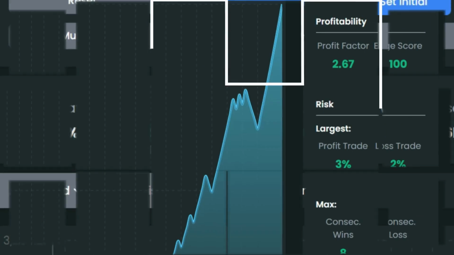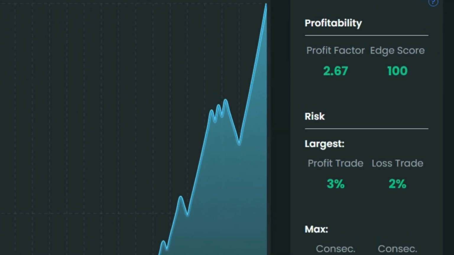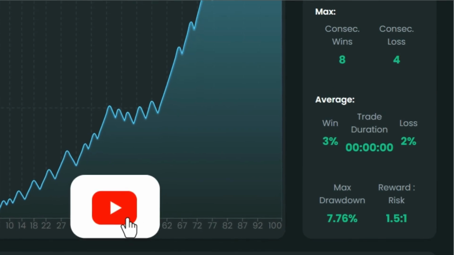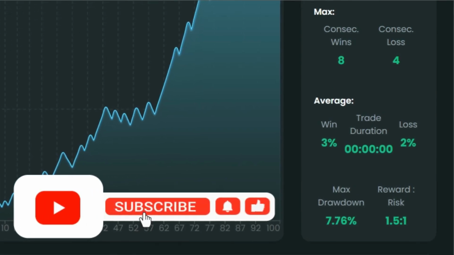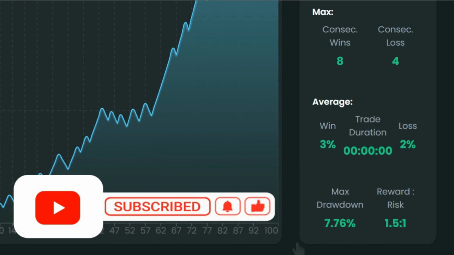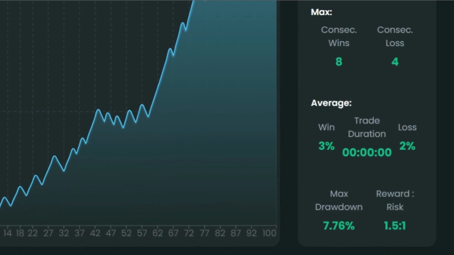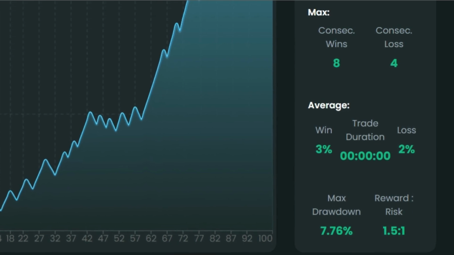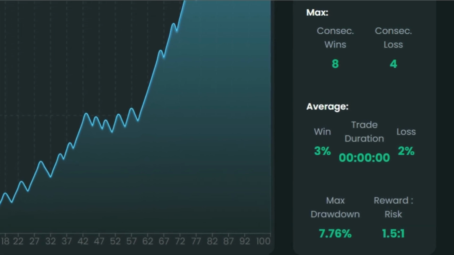The profit factor of the strategy was 2.65, and during the backtest, we had 8 consecutive wins and 4 consecutive losses. Lastly, I should mention that the maximum drawdown of the strategy was 7.76%. So overall, the strategy's performance in the backtest was quite noteworthy.